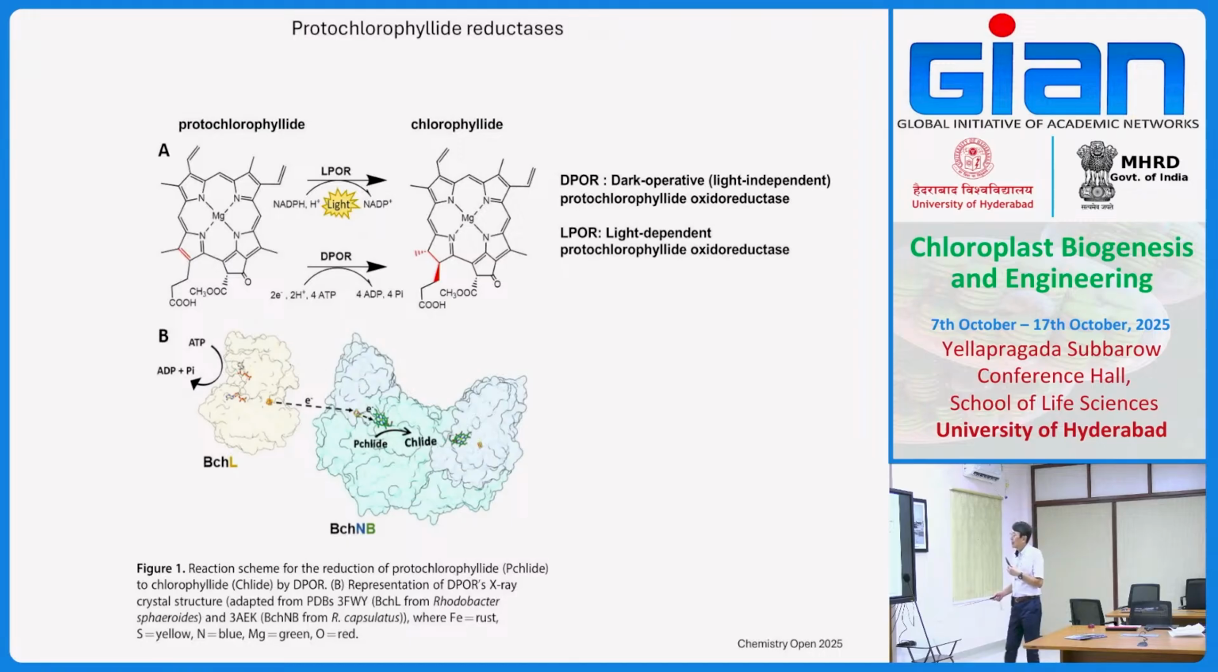So this is an enzyme. The dark-operative oxidoreductase uses ATP and NADPH, and electrons are transferred so that the double bond is reduced, hydrogenation. So this one uses ATP, and the light-dependent one uses light and NADPH as a reductant. This part is just the electron coming in. So that's the difference.